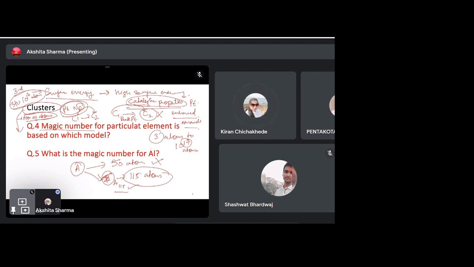How does it explain the different theory, which I will discuss in the next slide? The magic number of particles is based on which model? Like this atom is stable, other atom is not stable. Which model defines this magic number concept? Anybody? The answer? The answer is the Jellium model. It is different from the atomistic model.